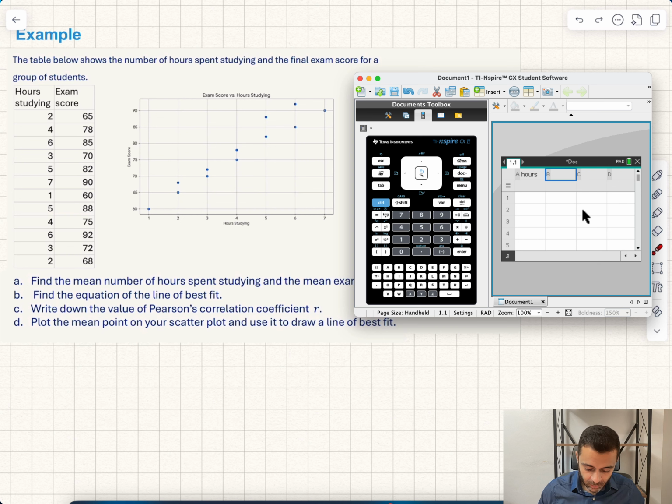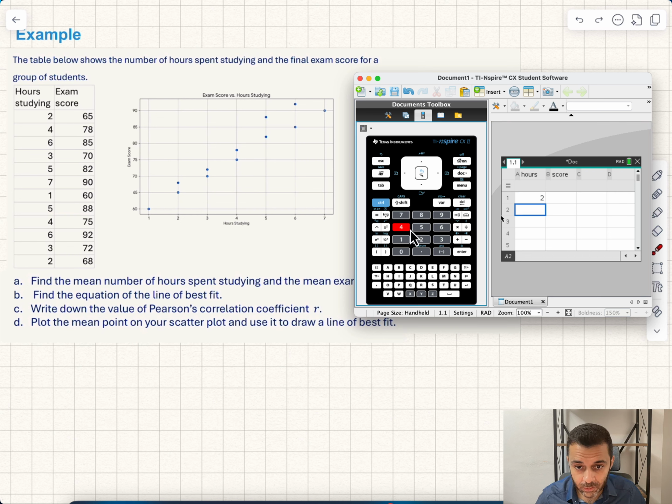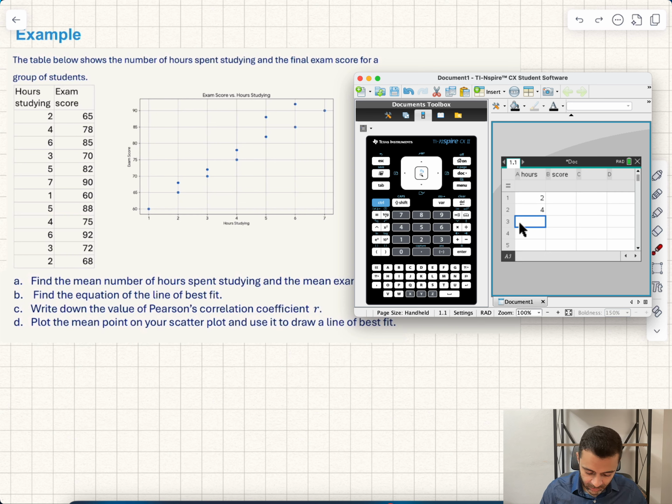For the Y's, it will be the exam score, as you see. So here I will write the score. Here, as you see, for the X's, we'll input all of these numbers, and here for the Y's, we'll put these. So here we have 2, and then down here we have 4. Then after that, we have 6. So here now, we input all of these numbers, the X's and the Y's, the hours and the scores.